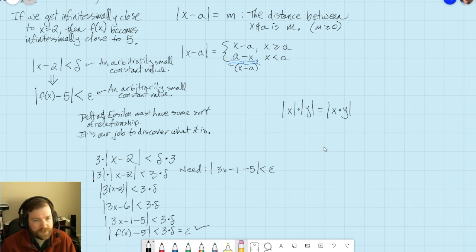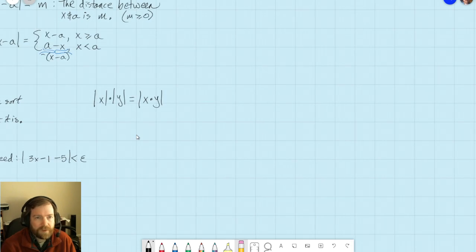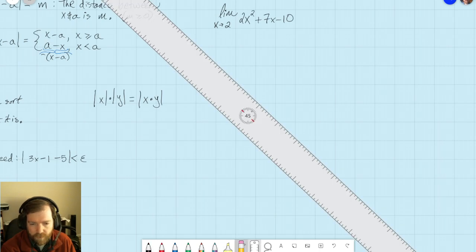So, by way of contrast, if we want to do this with the limit as x approaches 2 of, let's say, 2x squared plus 7x minus 10. No idea what this is going to be. In fact, this is probably... Yeah, let's make that a minus 7x. Nope, nope, nope.